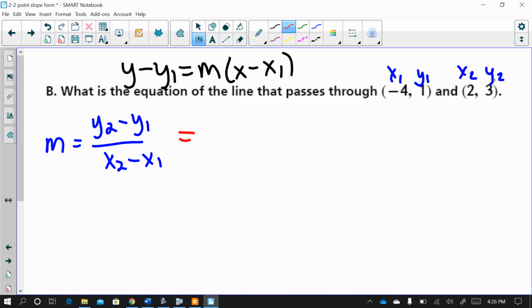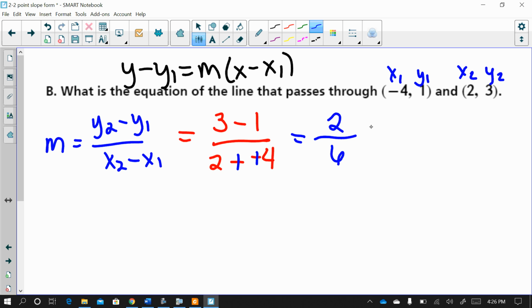y2 is 3, minus y1 is 1, over x2, just 2, minus x1 is -4. That equals 3 minus 1 is 2, minus a negative turns into plus, 2 plus 4 is 6. Again, I don't like fractions that aren't reduced, so reduce it: 1/3. So I know what m is now.